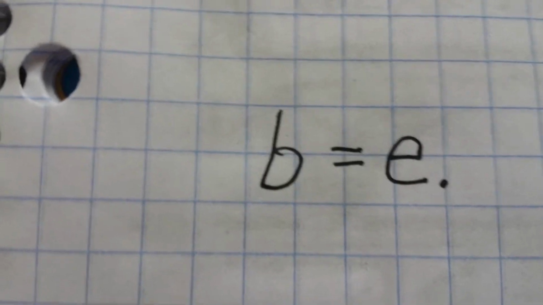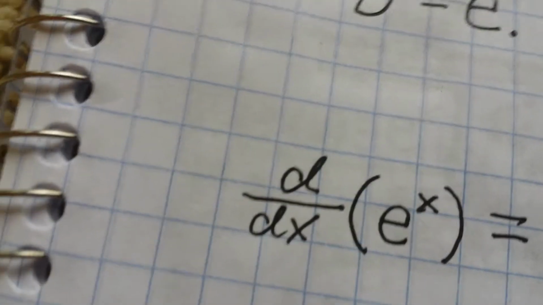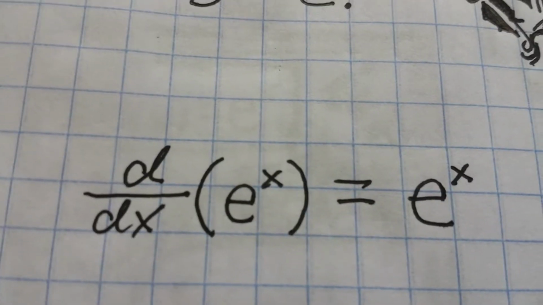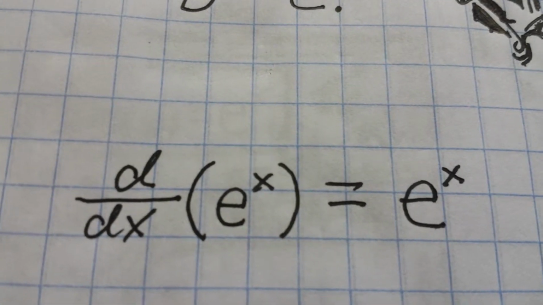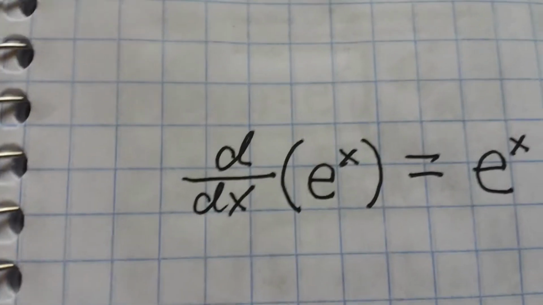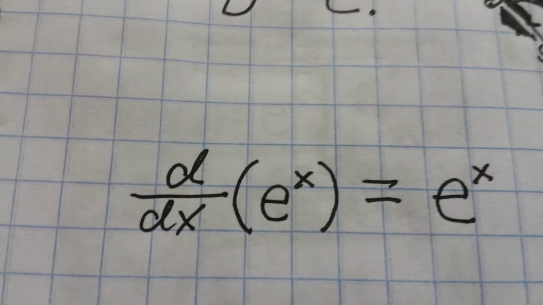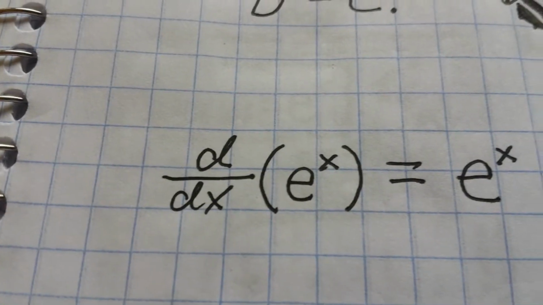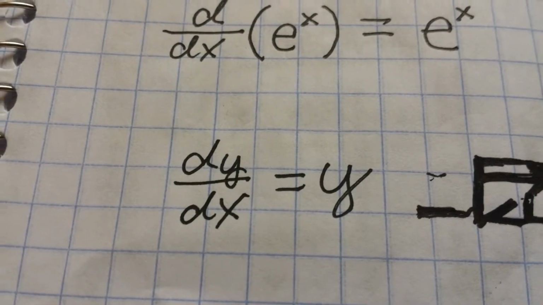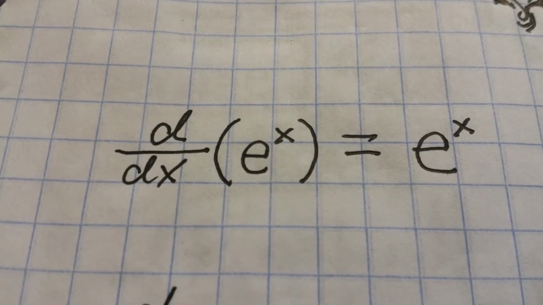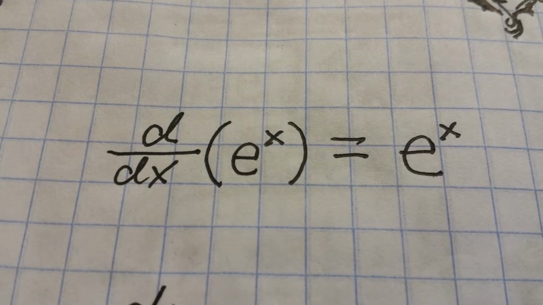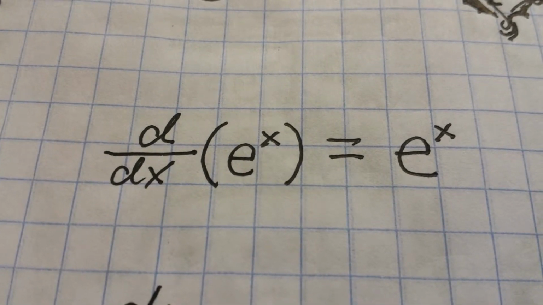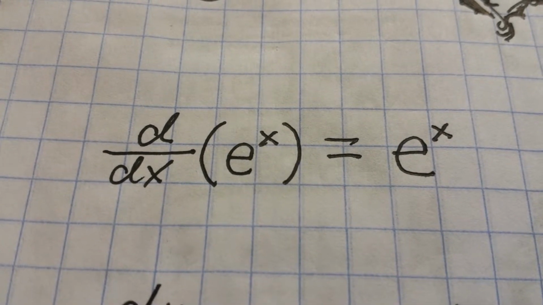And we have found the natural exponential function. That is, the derivative of e to the x is equal to itself, e to the x. And this is very important. The derivative of this function is itself. And this is the only function that you're going to find this. This is the only function such that it is its own derivative.